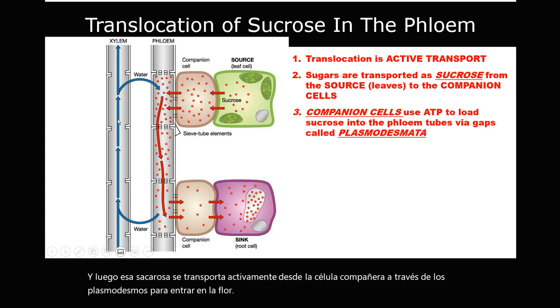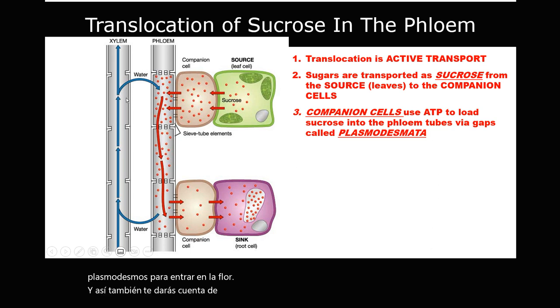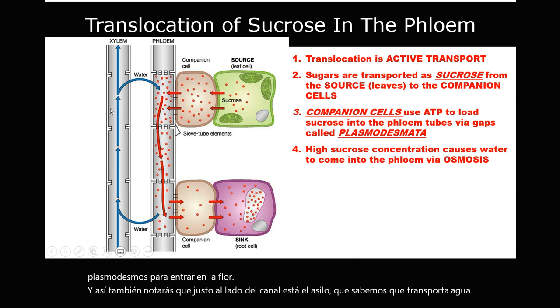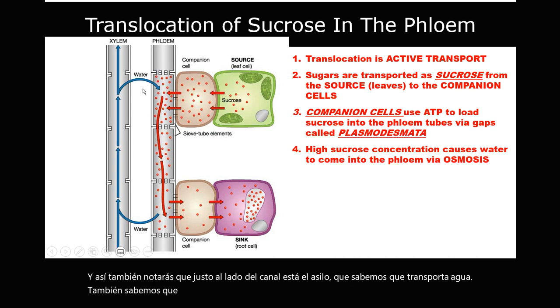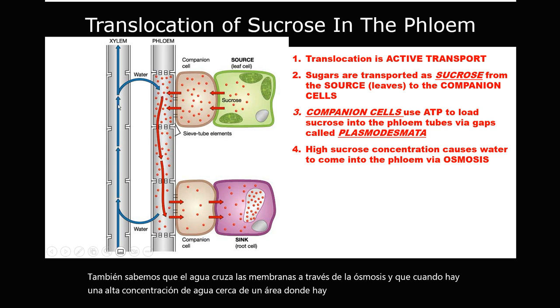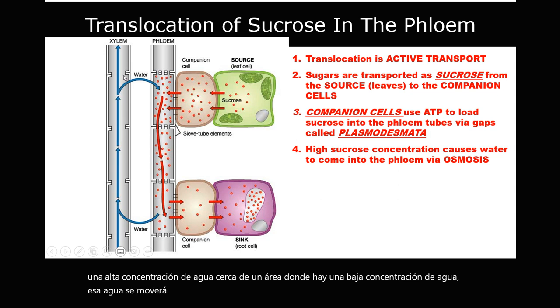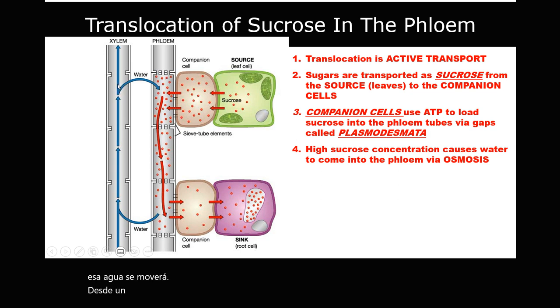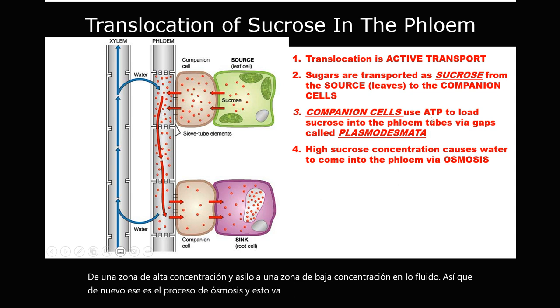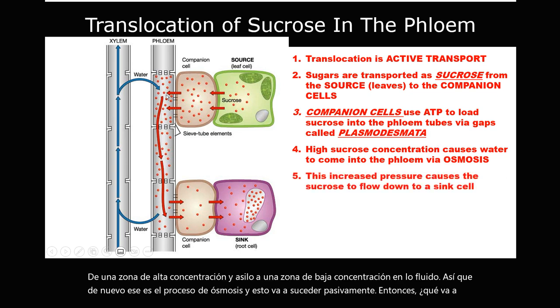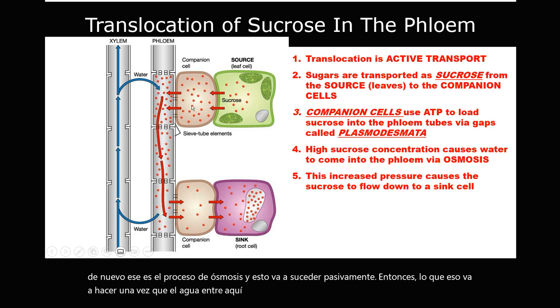And so you'll also notice that right next to the phloem is the xylem, which we know transports water. We also know that water crosses membranes via osmosis, and that when there is a high concentration of water near an area where there's a low concentration of water, that water is going to move passively from an area of high concentration in the xylem to an area of low concentration in the phloem. So again, that's the process of osmosis, and this is going to happen passively. So what that's going to do once that water comes in here is create an area of high pressure.